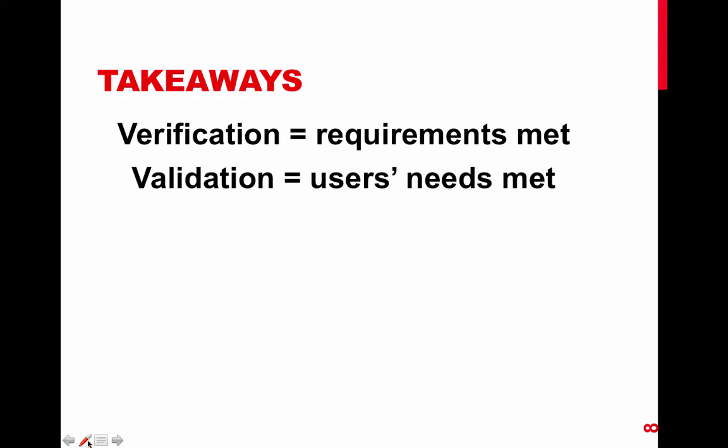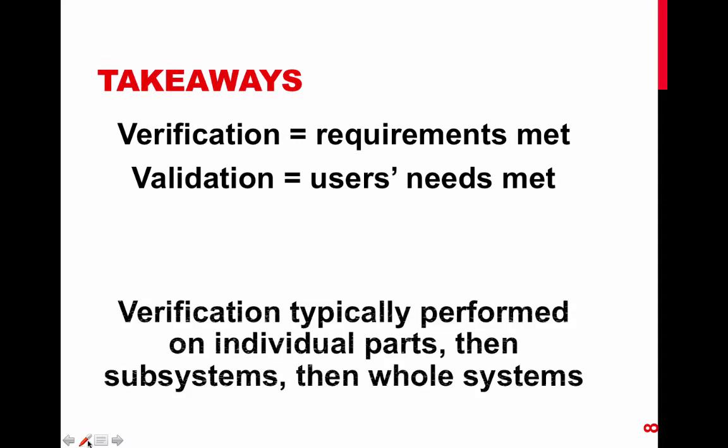So here are some takeaways from this. Verification means your requirements are met. Validation means that the user's needs are met, or the objectives are met. Verification also is typically performed on small things at first, called unit testing, individual parts, and then into groups of these individual parts, and then on the whole system, with a lot of iteration in between as you find out things may not work initially on some of your testing, so you need to improve them individually first before you start integrating them into the whole system.